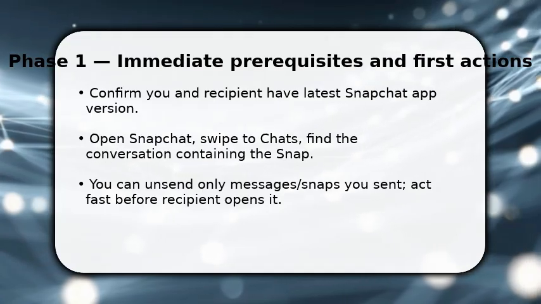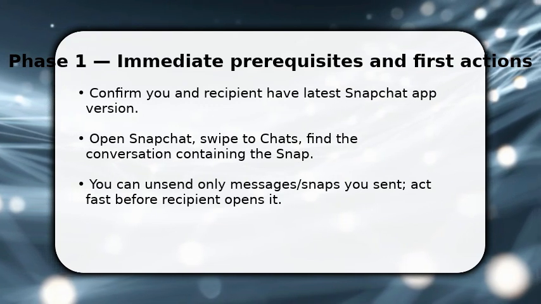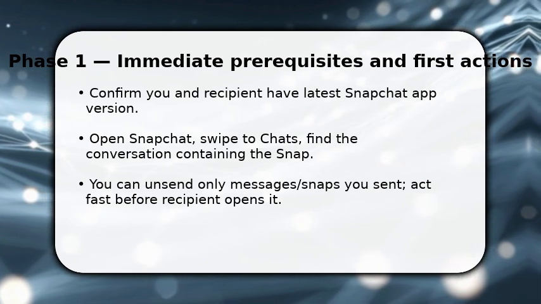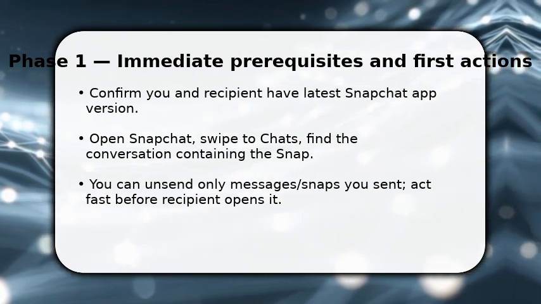You need to act quickly. First, make sure Snapchat is updated and you are signed in. Open chats and locate the exact conversation with the snap. Tap the chat to reveal messages.